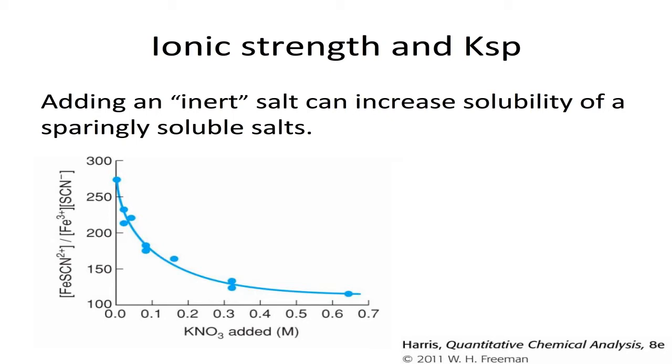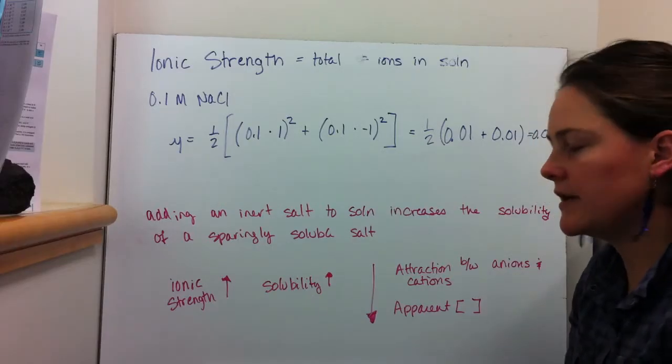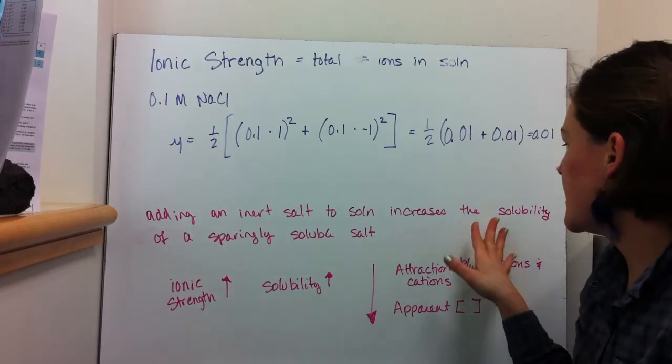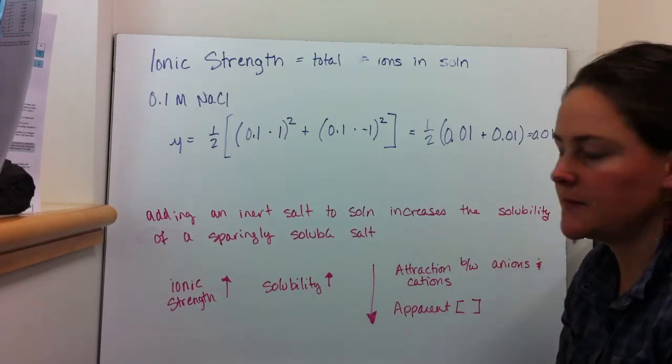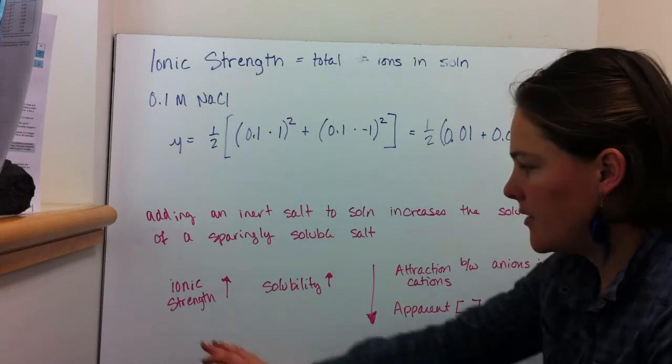Here's a graphical representation of that, where you have the reaction quotient on the y-axis and the concentration of the inert salt added on the x-axis. You can see that the concentration of the iron and thiocyanate anion in solution increases with increasing potassium nitrate. The result of increasing the ionic strength is that you can actually increase the solubility of a sparingly soluble salt.